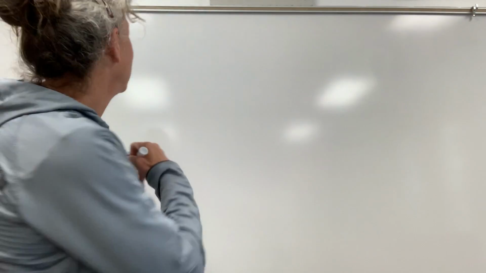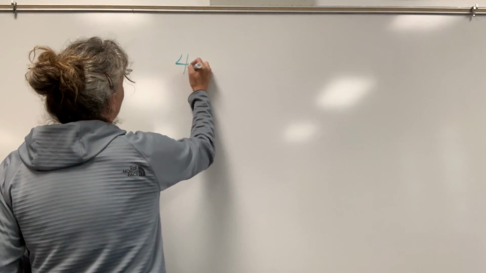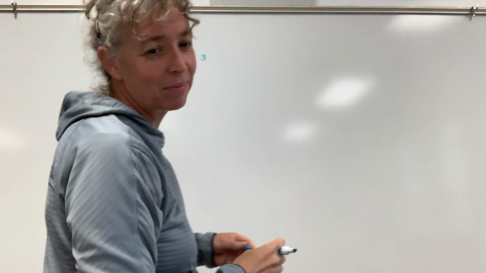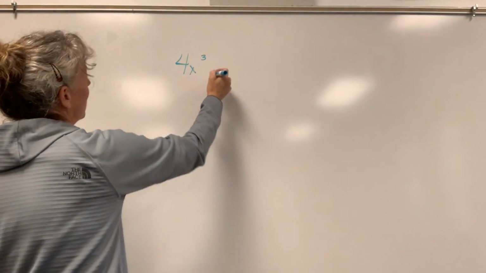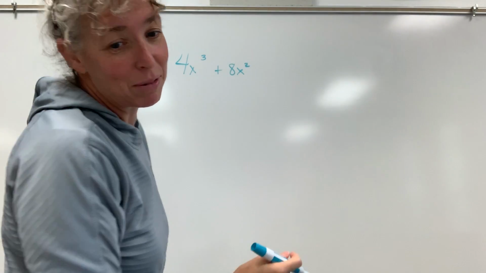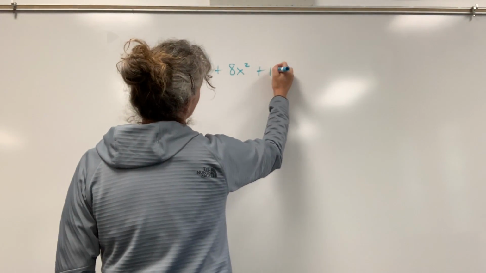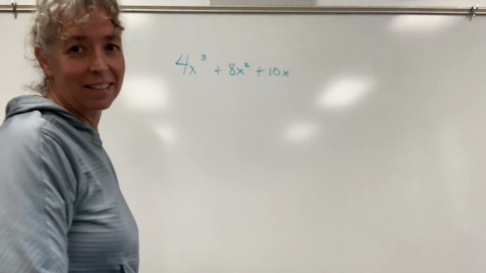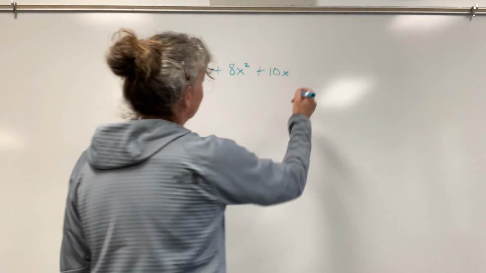Our first one is 4x to the third, plus 8x squared, plus 10x, divided by 2x.